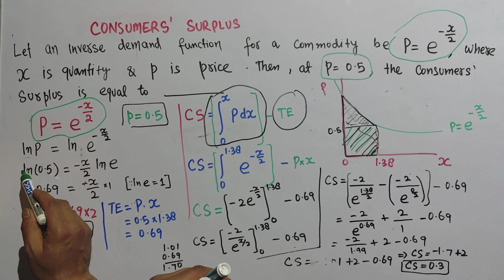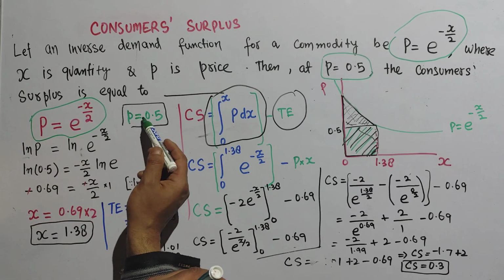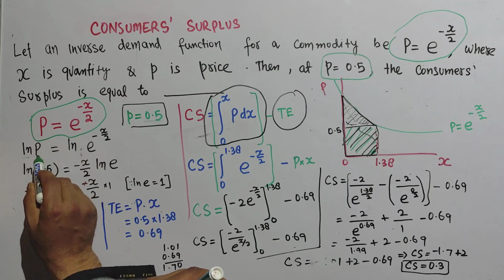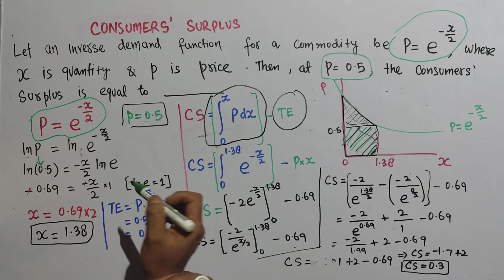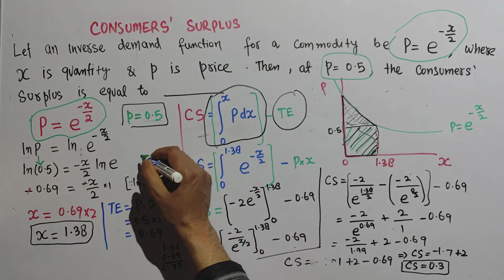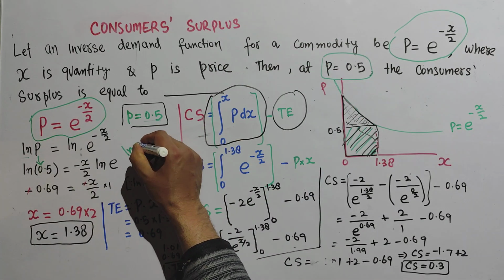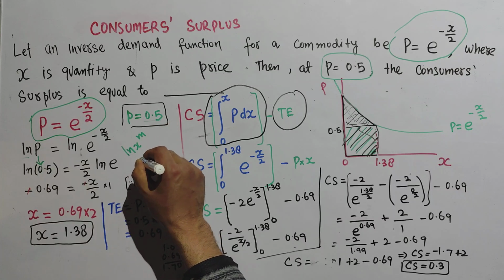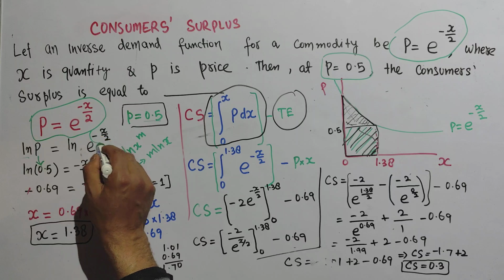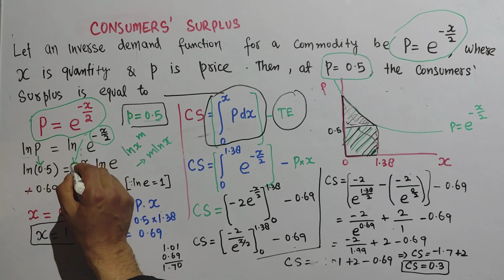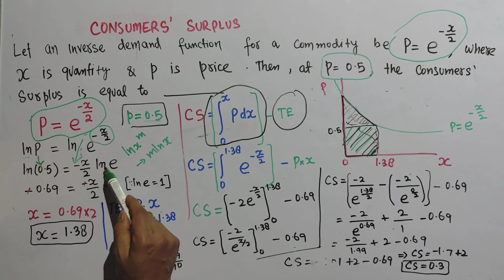Now ln of what is P? P is 0.5, so in place of P we write 0.5 is equal to minus x upon 2 ln e. It comes from the law of logarithm. If we have ln of x raised to the power m, it becomes m ln x. So this exponent becomes a coefficient, like it became here. Then we have ln e.